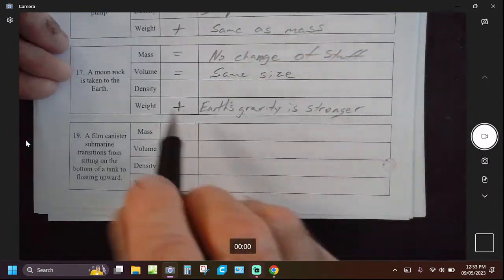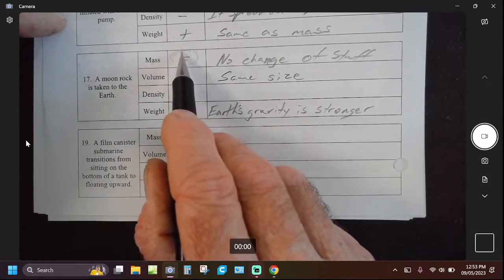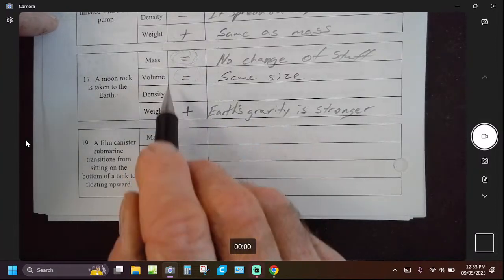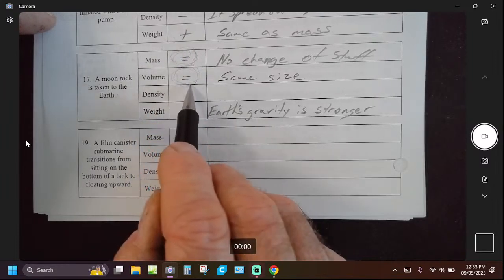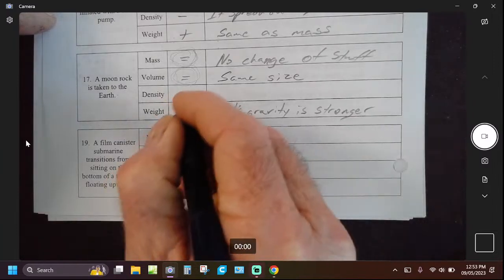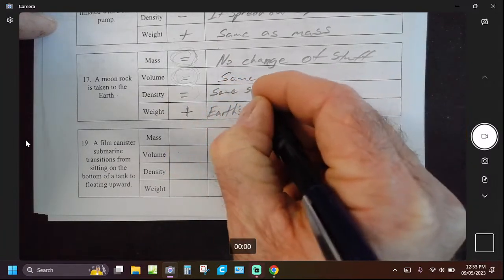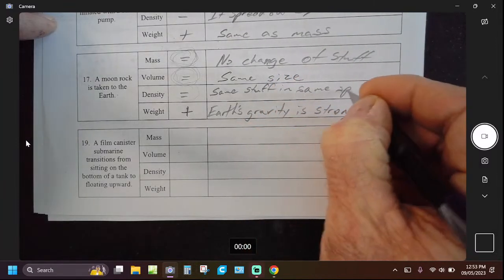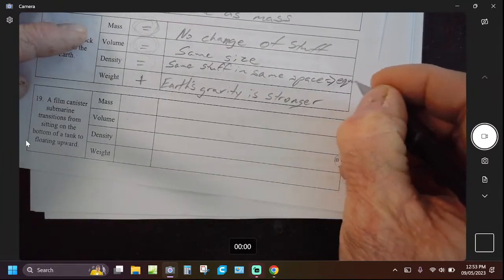And now this one, I usually use mass as furniture. Think of mass as the furniture in a house. And think of volume as the size of the house. If we've got the same amount of furniture as before, and we have the same size house, is there any way it can be more crowded? Or less crowded? No, it's going to be the same density. So same stuff in the same space. So I'm just going to write equally crowded.